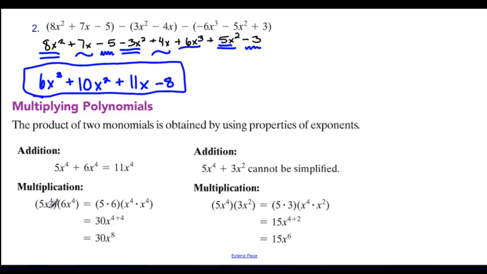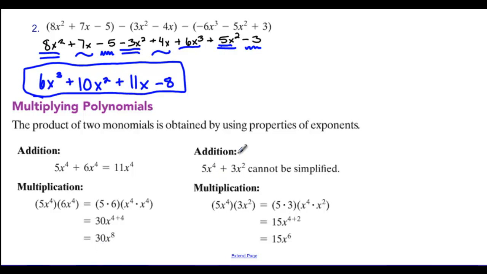In multiplication, so where we don't have a plus sign, where you're going to have them bumped together in parentheses, or we'd have a multiplication sign in between, we're going to be multiplying the numbers together. So the 5 times 6 is going to give us 30. And then we're going to use our product rule for our exponents. So x to the fourth times x to the fourth is going to be x to the eighth. So we'd end up with 30x to the eighth.